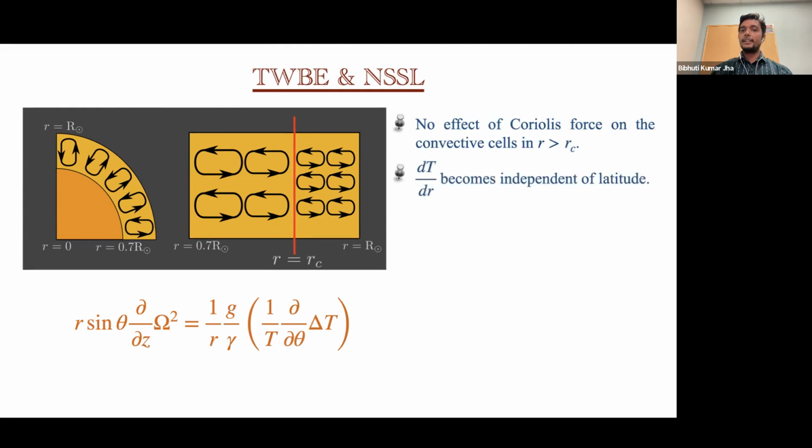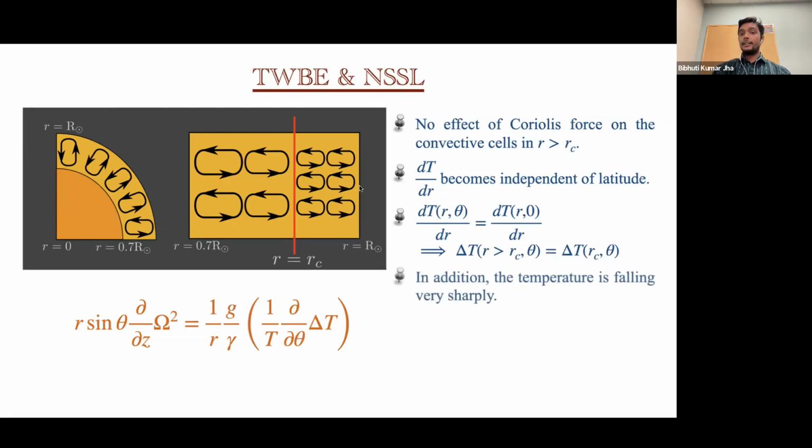If that is the case, we can write that dT/dr becomes independent of the latitude in the region where R is greater than RC. So we can write something like this, and then ultimately we'll get that delta T for R greater than RC will be exactly the same as whatever it is at RC. So for a given theta, the delta T at R equal to RC will be mapped to the surface. That is our idea now. What it means is that in this equation, the term in the bracket, del by del theta of T, will remain constant in the region where R is greater than RC.